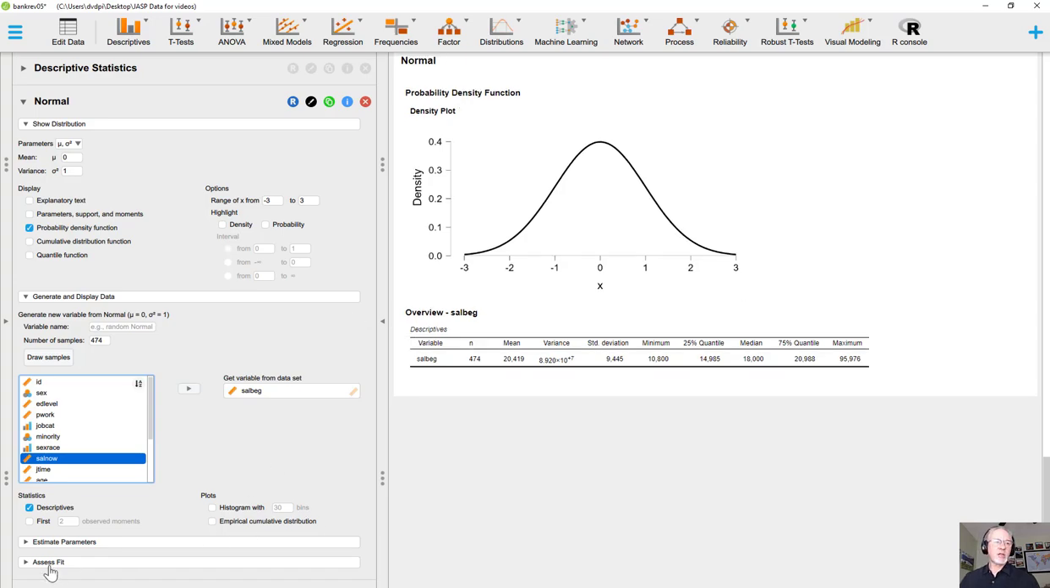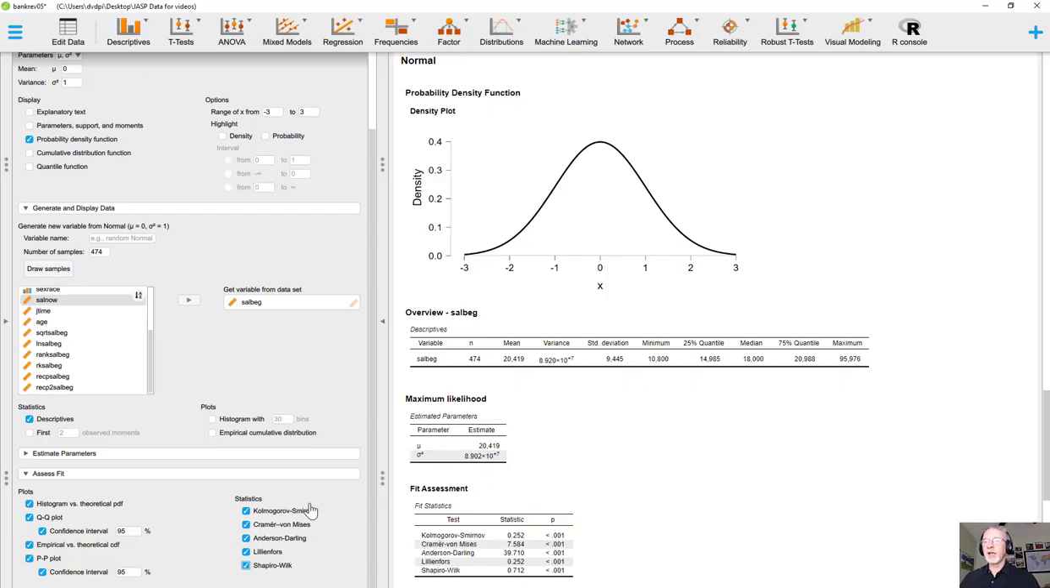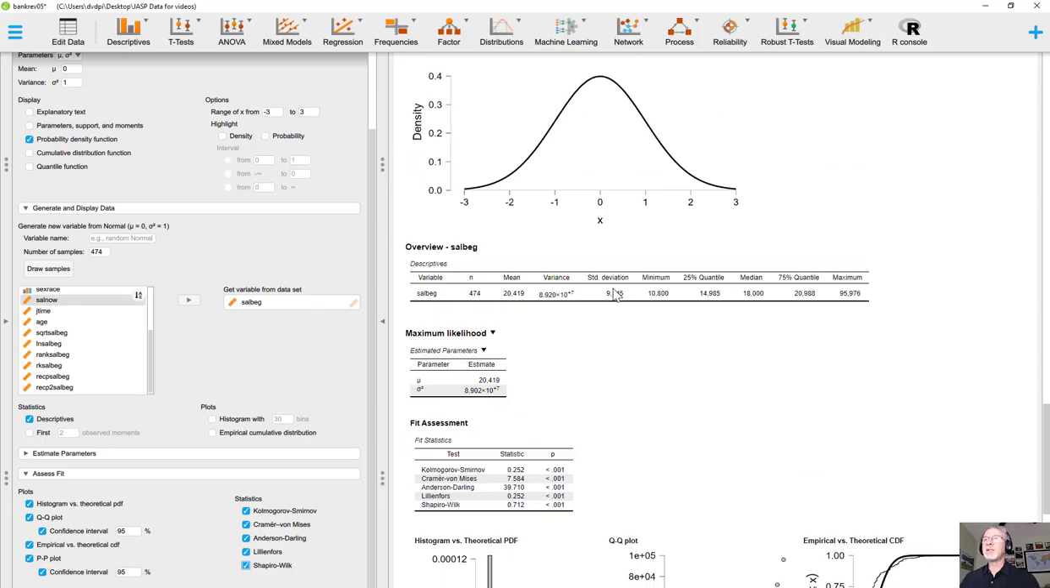And then down over here where it says assess fit, I'm going to click on that. I'm going to go down and click on all of these for assessing fit. I have a number of different statistical indices for looking at whether or not the normality assumption has been violated.